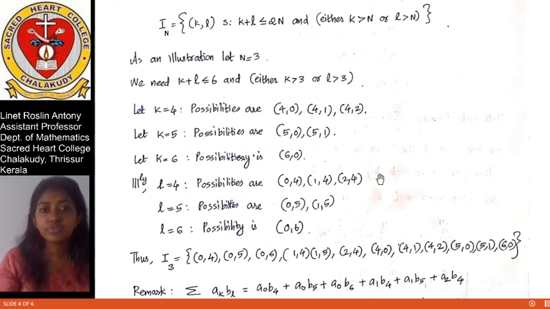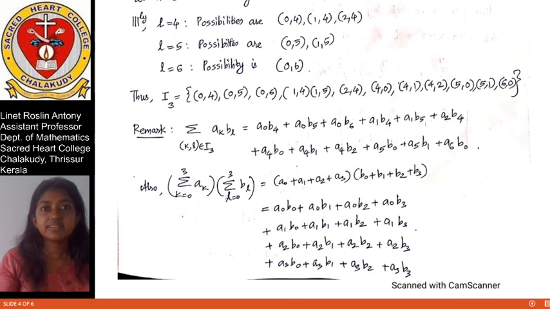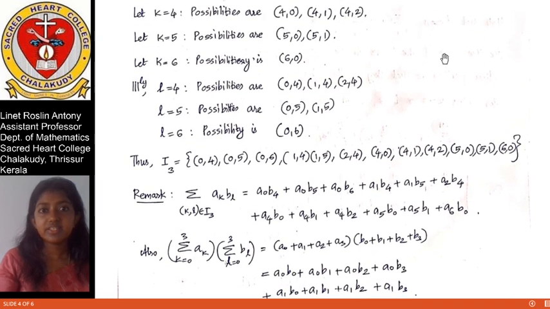Similarly, when l is equal to 4, we have the ordered pairs 0, 4, 1, 4, 2, 4. When l is equal to 5, we have the ordered pairs 0, 5, 1, 5. And when l is equal to 6, the possibility is the ordered pair 0, 6. And that is the end of the story. So I3 will be the set of all these values: 0, 4, 0, 5, 0, 6, 1, 4, 1, 5, and so on. I just wrote all these ordered pairs as a set. That is I3.